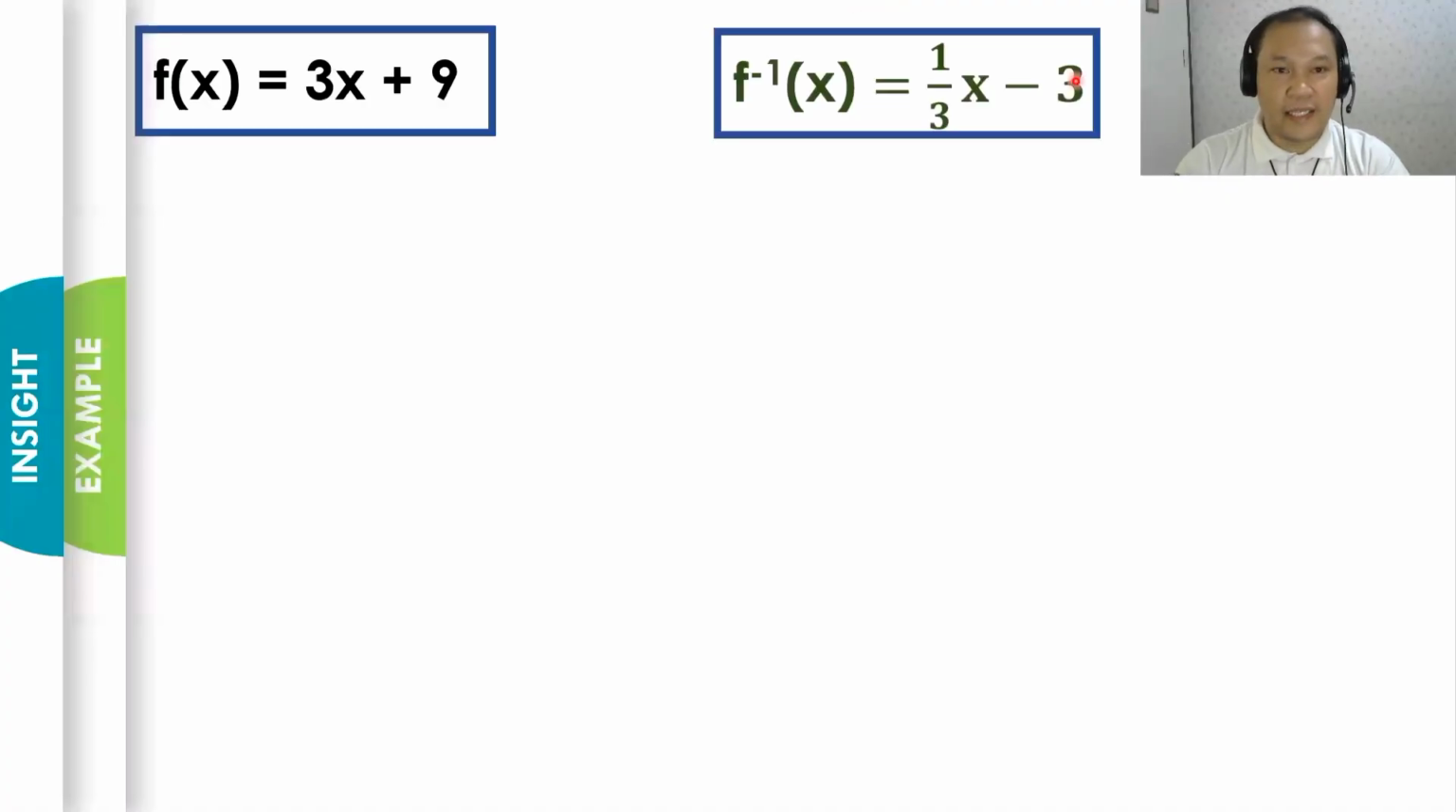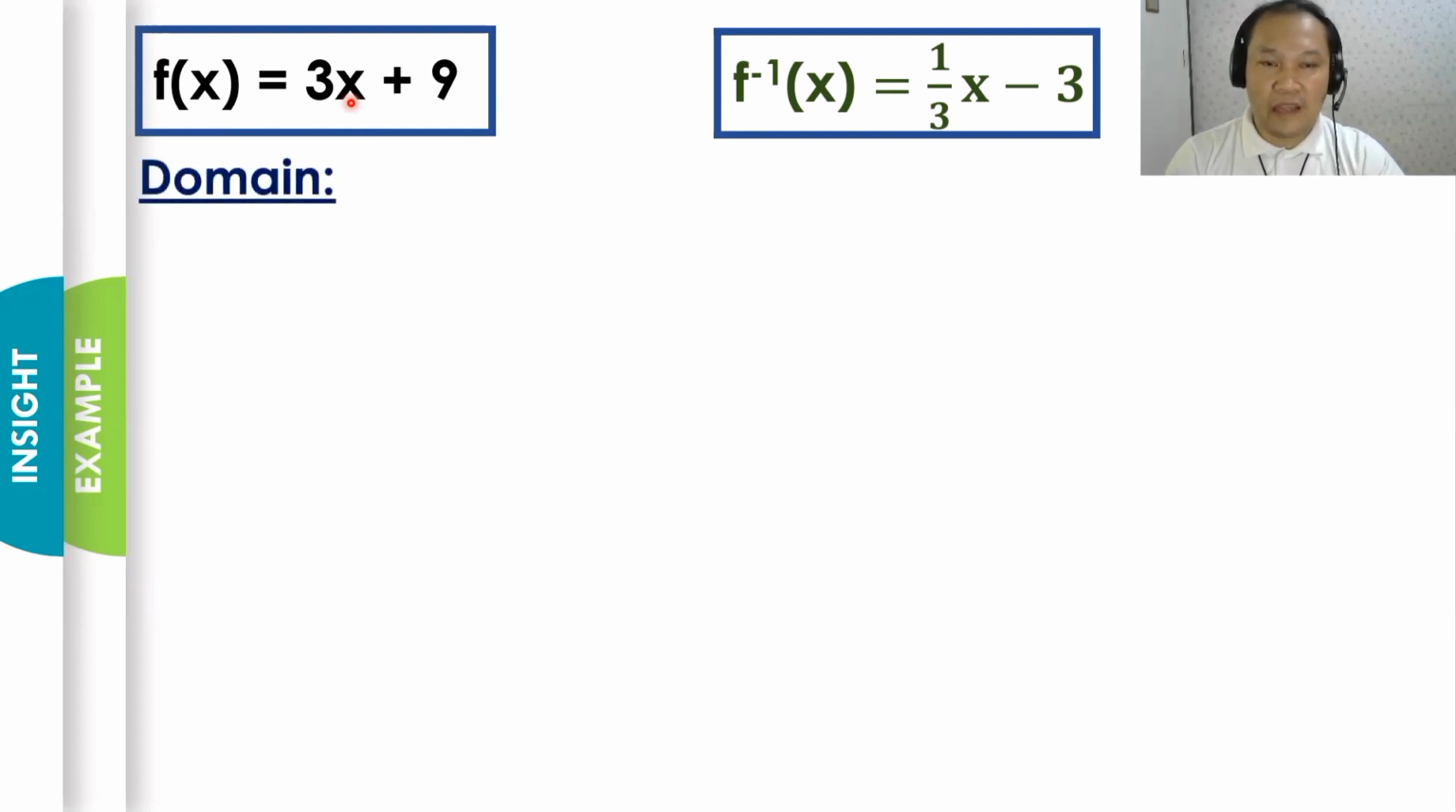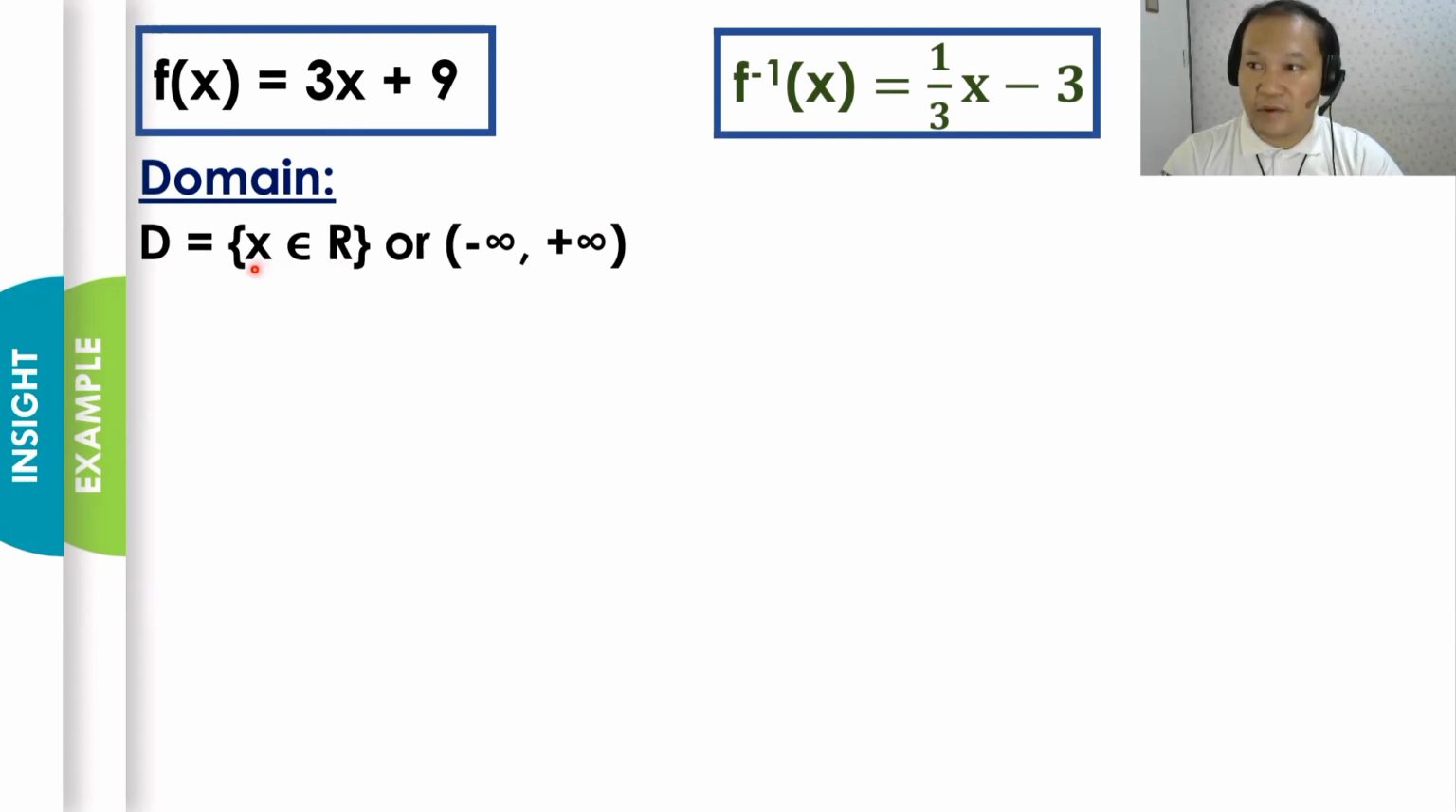Now remember, class, that f of x is equal to 3x plus 9 is a linear function. And as a linear function tells us, any real number can be substituted for our variable x. Therefore, the domain for the given f of x is equal to 3x plus 9 will be any real number for x, or x is an element of the real numbers, or using notation, negative infinity to positive infinity.